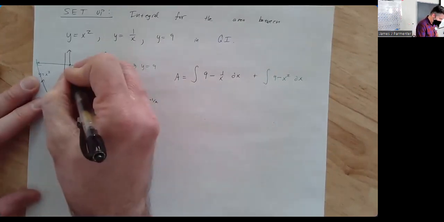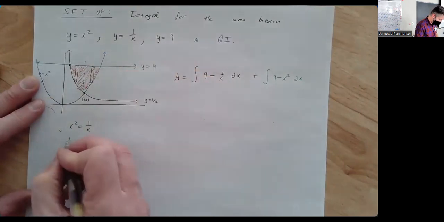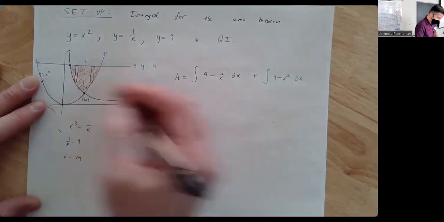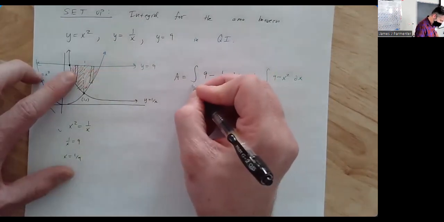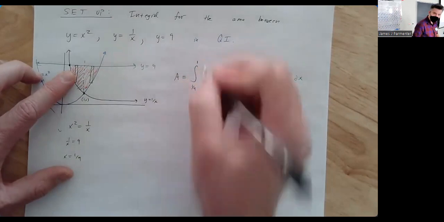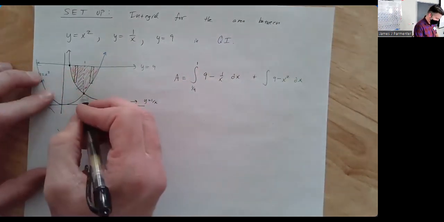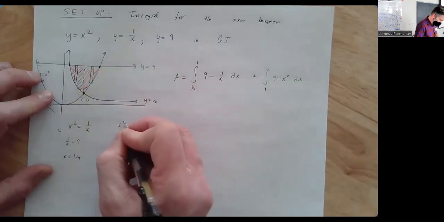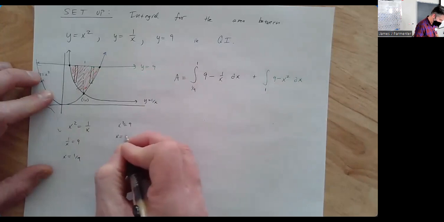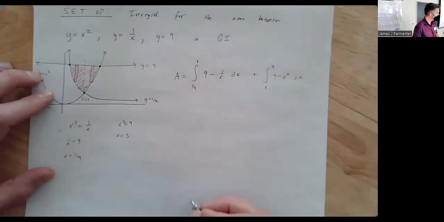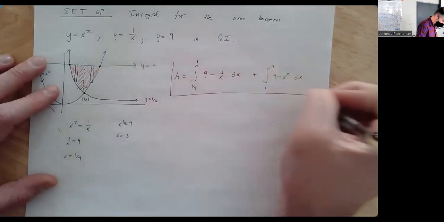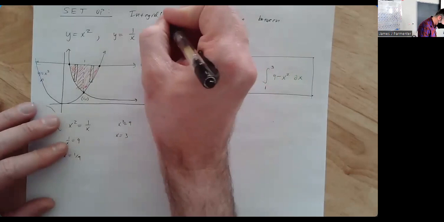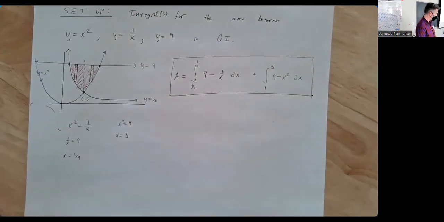And this point here, well, if we set 1 over x equal to 9, we're going to get x equal to 1/9. So this first half of the area goes from x equals 1/9 to x equals 1. And then this other half here starts at x equals 1 and goes up to here where x squared equals 9, which gives us x equal to 3. So that's one way we could set up integrals for the area of that region.